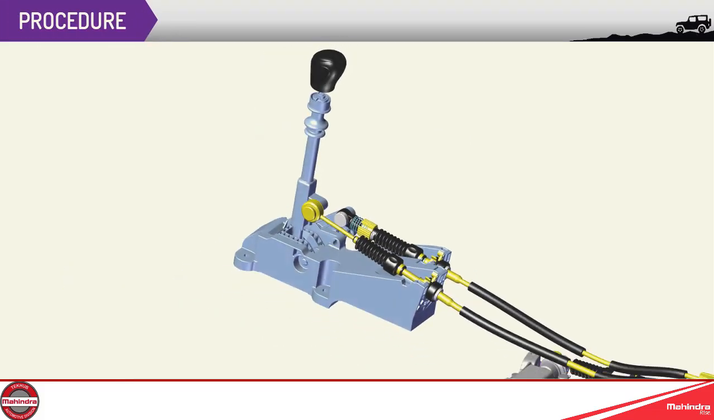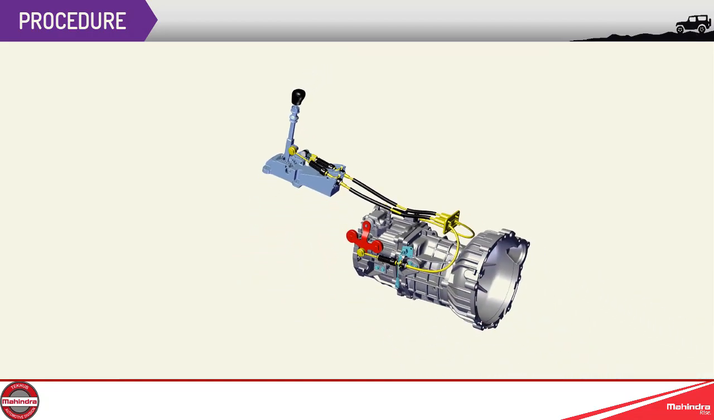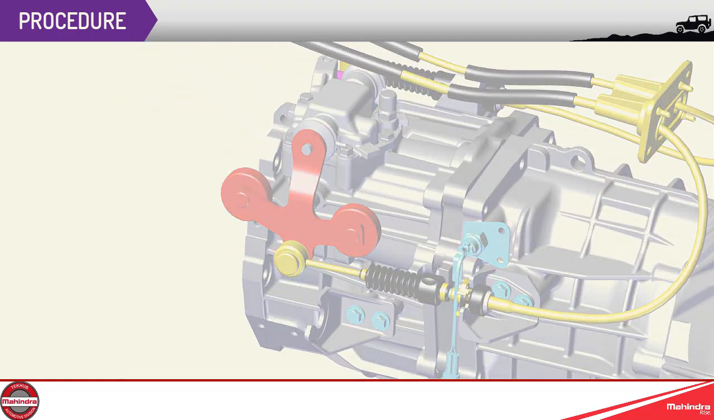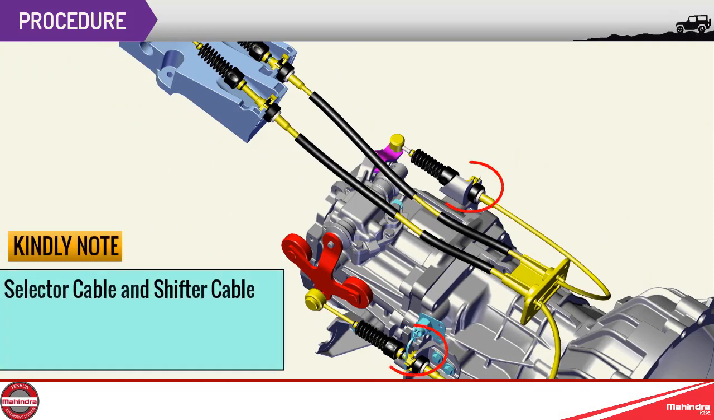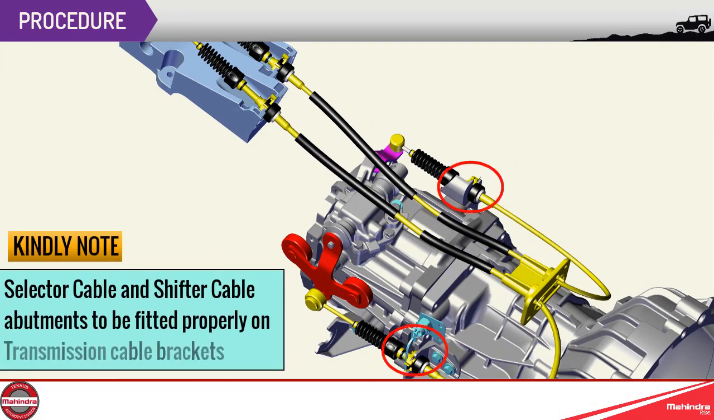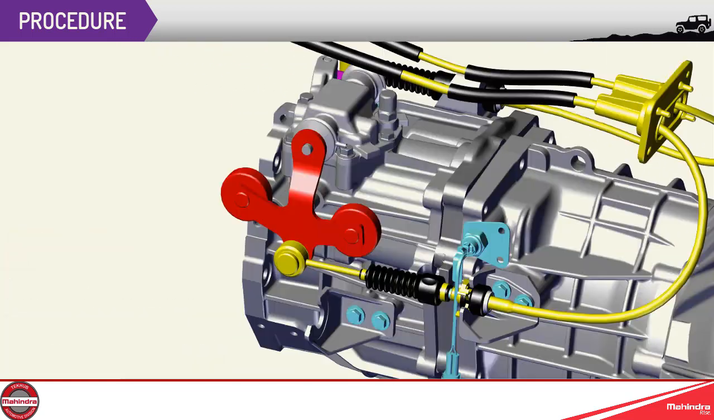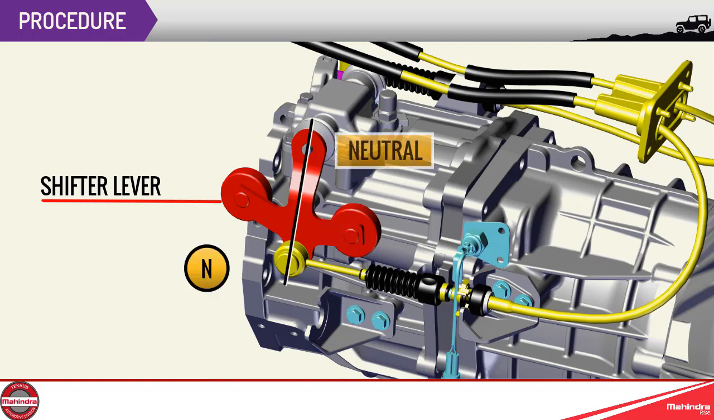Procedure. Now the shift cable adjustment procedure. Kindly note, selector cable and shifter cable abutments to be fitted properly on transmission cable brackets. First, check that the shifter lever should be in neutral position on transmission.